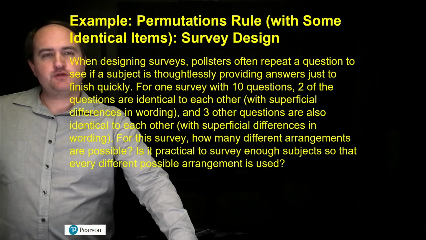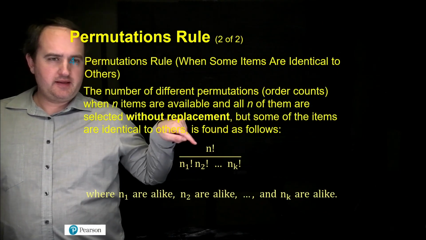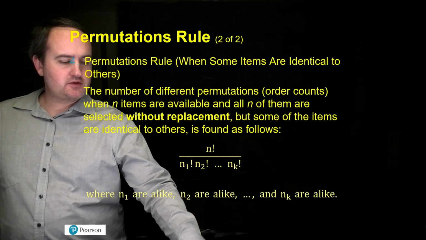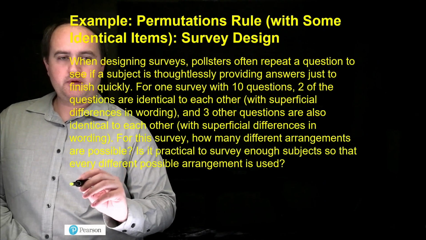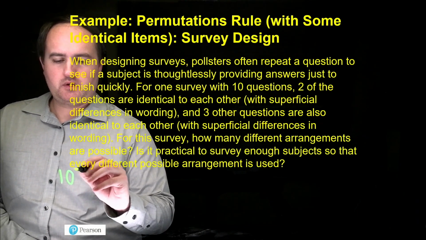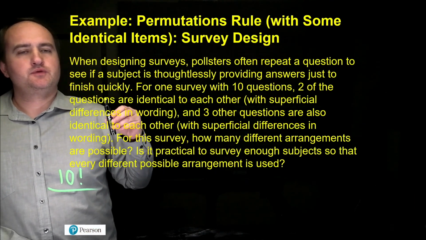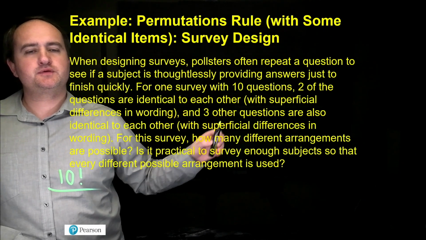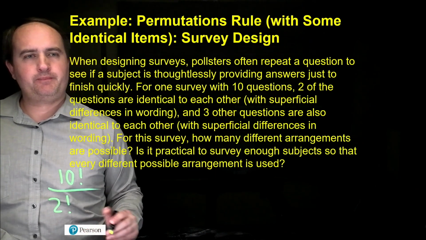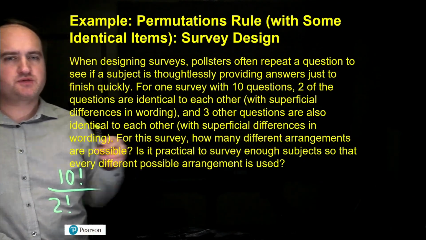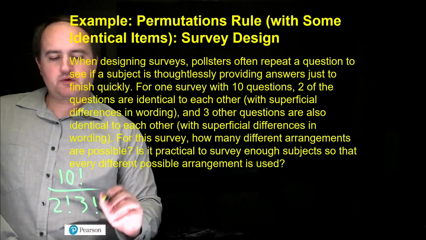So looking at this formula, we can see that n is going to be 10. That's going to be the same as the total number of questions. So we're going to have 10 factorial on the top. And then they said that 2 of the questions are identical to each other. So that means we're going to have a 2 factorial on the bottom. And then 3 other questions are also identical to each other. So that's going to be another 3 factorial on the bottom.